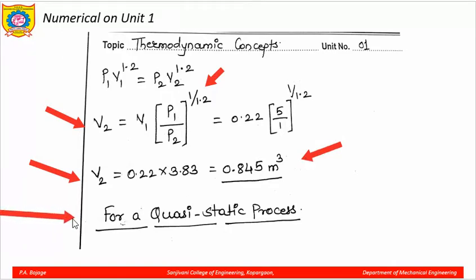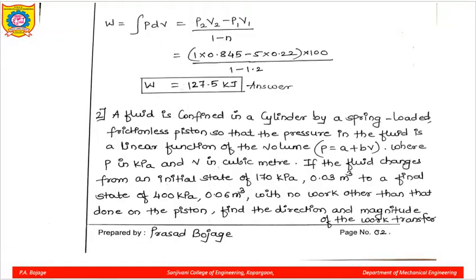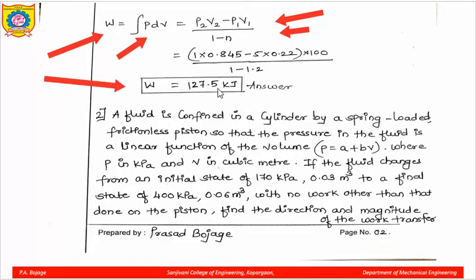For a quasi static process, now the formula for work done is W is equal to integral P dV. So, for a polytropic process, that formula we have already seen, W is equal to P2 V2 minus P1 V1 upon 1 minus n. So, the work transfer or work done will be W is equal to 127.5 kilojoules. So, this is the final answer.